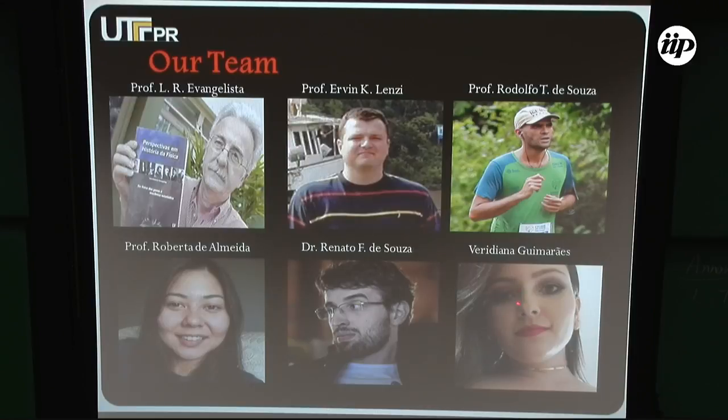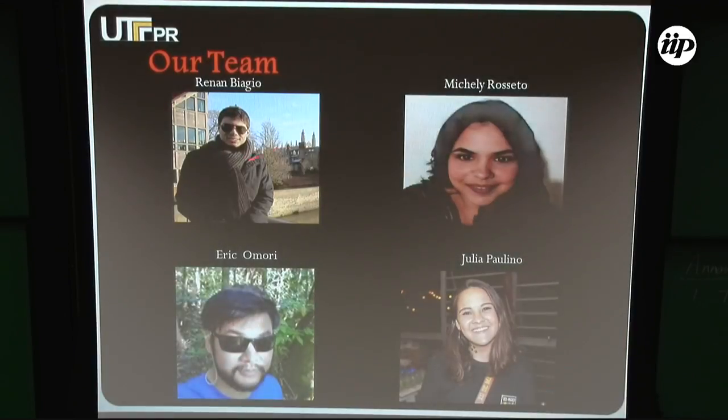This is a PhD student, Viridiana. She's spending some time with Professor Tony Ackley at Kent State, so she didn't come as well. And then we have another PhD student, Renan. He's here. You probably saw his poster. Michelle, she also is here. This is Eric. He's a master student. He's hiking somewhere, so he didn't come. And this is our undergrad, called Julia. Okay.